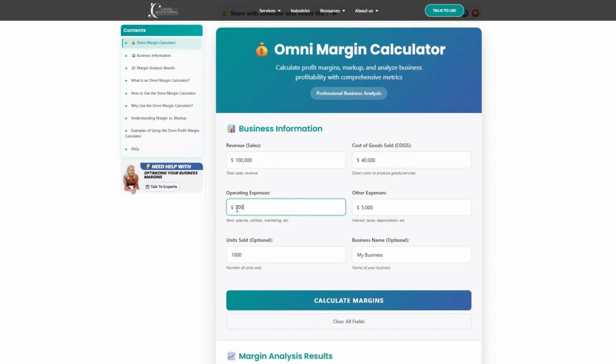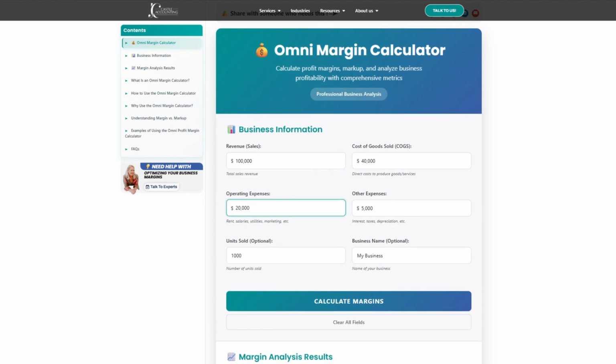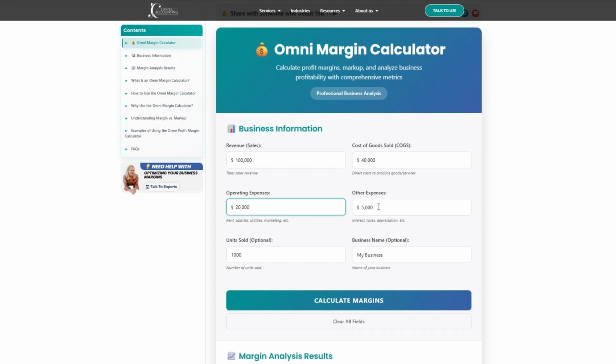Then you'll enter operating expenses. This includes rent, software, utilities, marketing, payroll, basically what it costs to run your business. You also have other expenses, which could be things like bank fees, interest, or one-off costs. Finally, you can enter units sold and labor hours, which helps give even deeper insight into efficiency. Once everything is filled in, click Calculate Margins.